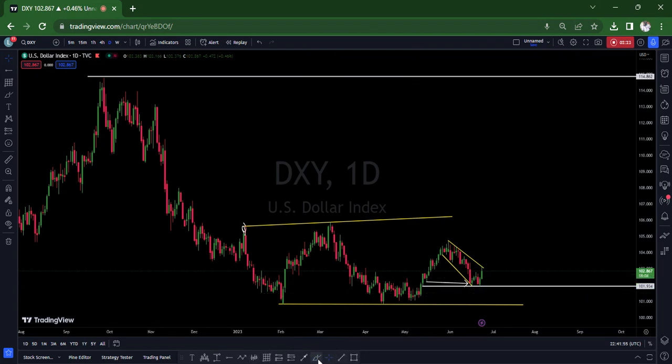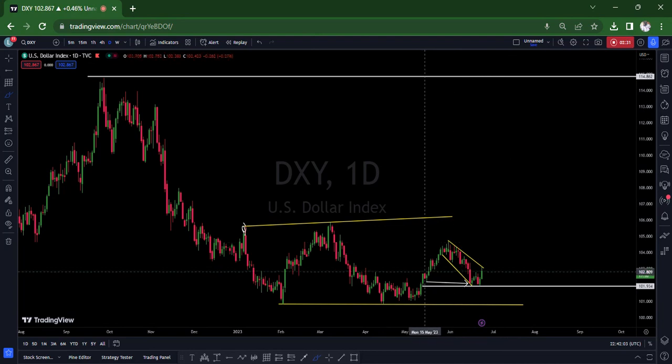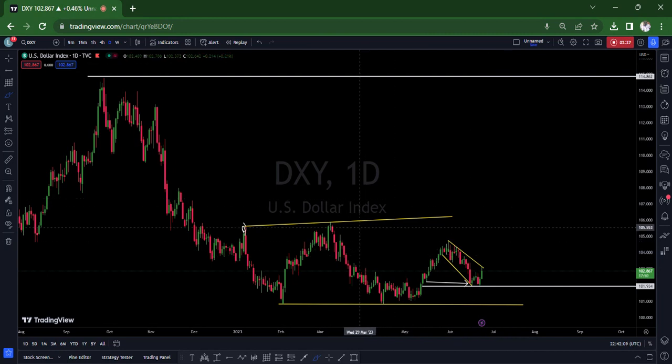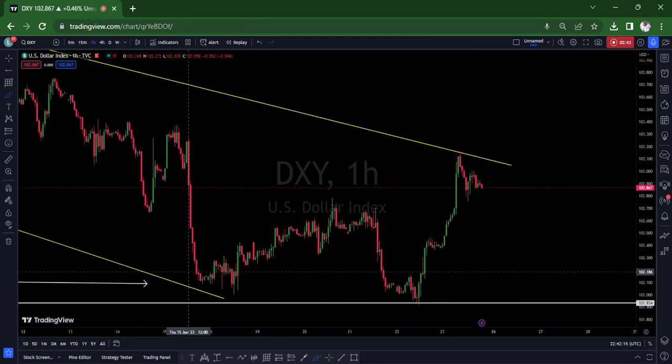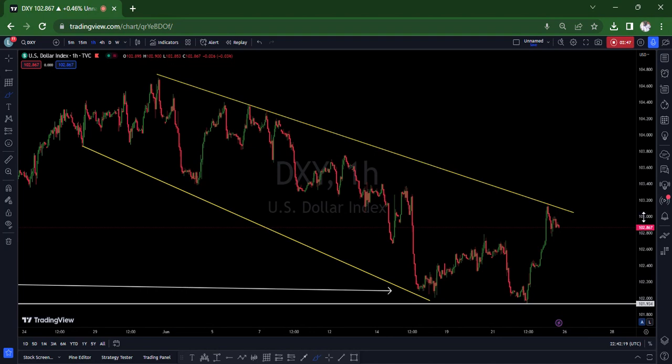Another confluence is this impulse here, and the type of continuation pattern here. This is for the higher time frame. So let us go to the lower time frame.